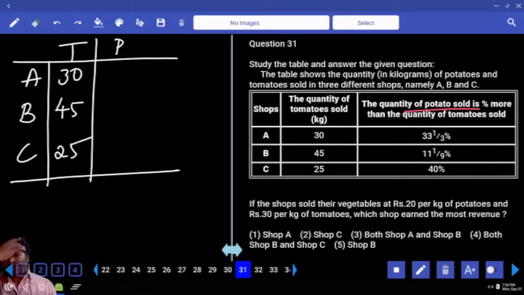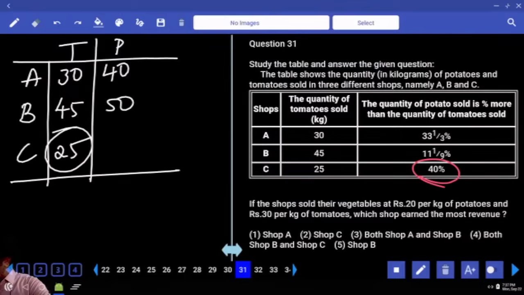The quantity of potatoes sold is a percentage more than the quantity of tomatoes sold. 33 1/3%, that is 1/3. 1/3 of 30 is 10. 10 more, 40. 11 1/9%, in fractional form 1/9. 1/9 of 45 is 5. 5 more, 50. 40% of 25, or 25% of 40, which is 10.